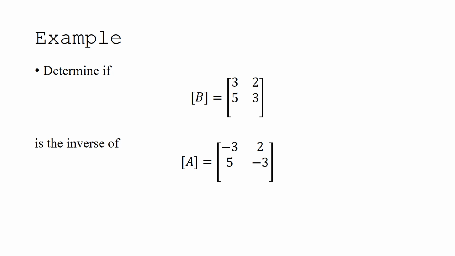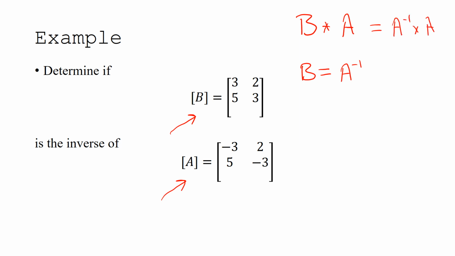So let's see this example. We would like to determine whether this matrix B is the inverse of A. One way to do so is to multiply B times A. If B is equal to A inverse, then this multiplication should correspond to A inverse times A, and the result should be the identity. If B doesn't equal A inverse, this result wouldn't equal the identity.